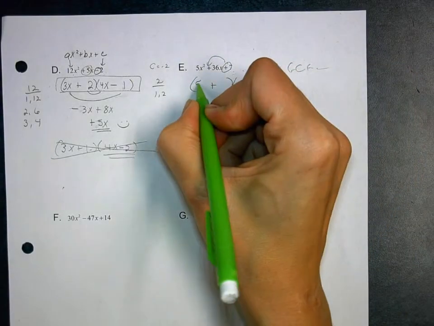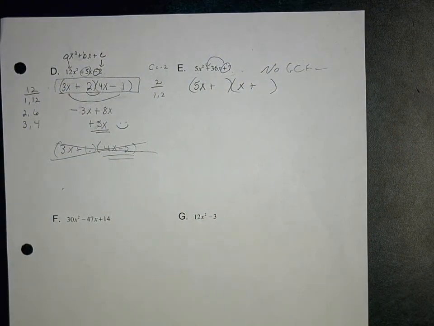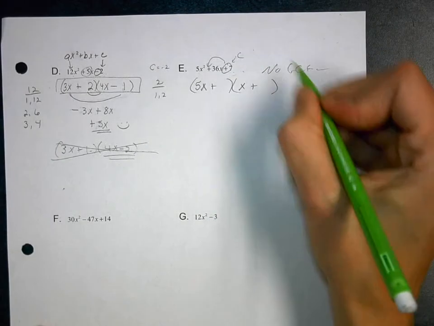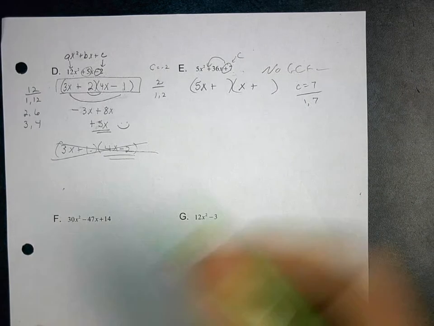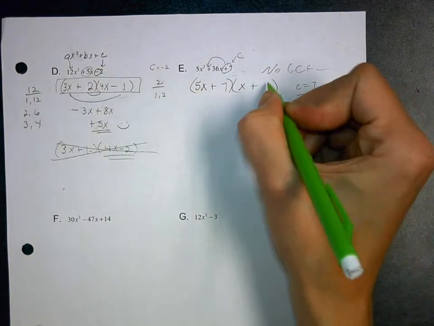So I know I have to have a 5x and I have to have an x. So for my A, my factors are 1 and 5. Look at your C. C is equal to 7 here. Guess what? It only has 2 factors, 1 and 7. So here's where I've got to figure out, where do I put them? Do I put the 7 here and the 1 here?